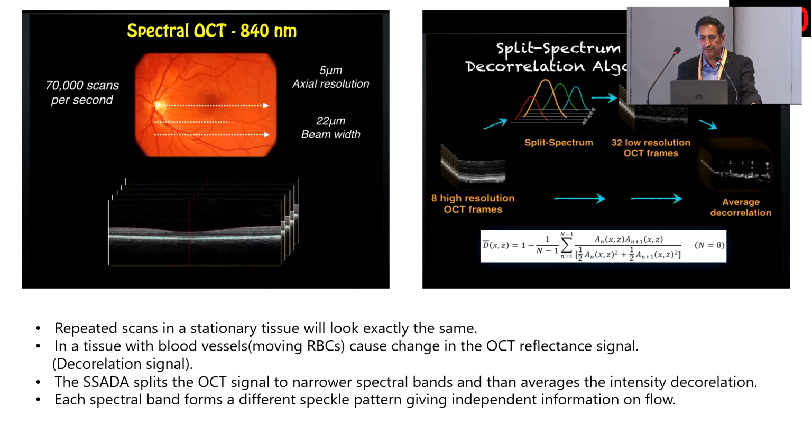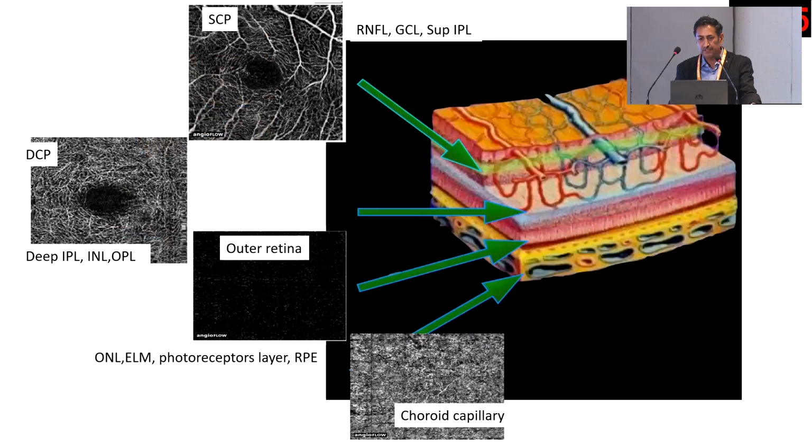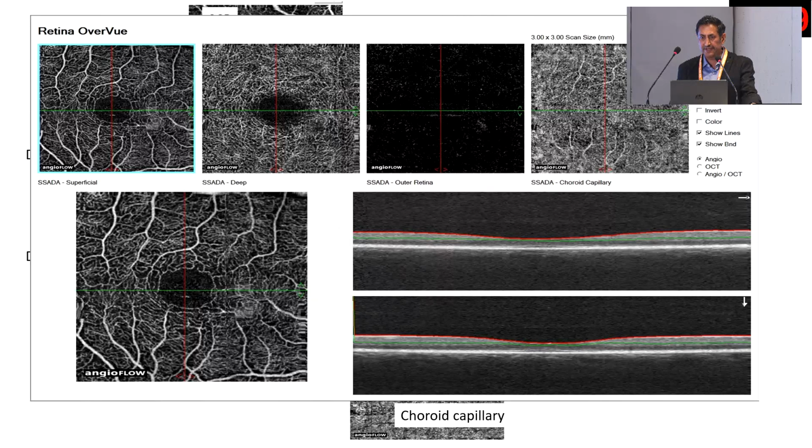Whatever high resolution images we get are split into low resolution images, and then an average decorrelation is done. This is done by an algorithm known as the split spectrum amplitude decorrelation algorithm. So this is how it looks. You can see the SCP, superficial capillary plexus, and the deep capillary plexus. The outer retina usually does not have any blood vessels, and this is the choroid capillary. So this is how the OCTA will give the segmented vasculature. This is the printout that you get, and you can see the OCT also is there beside it.